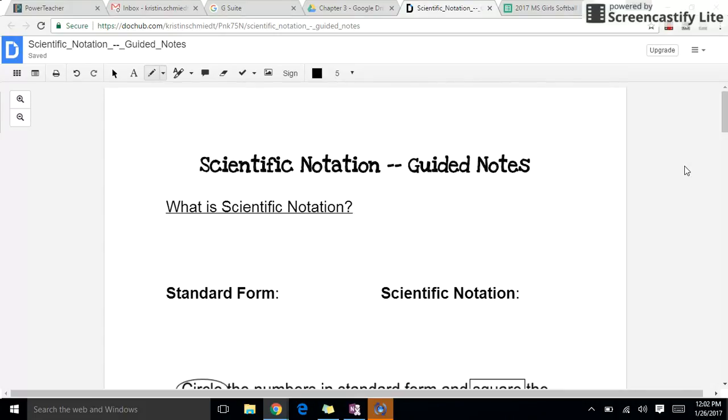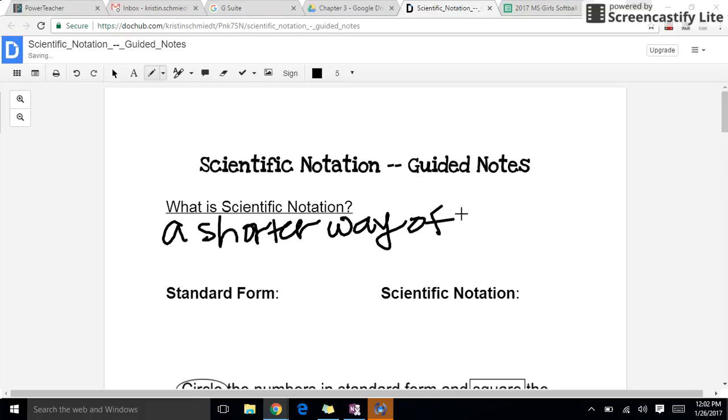Woohoo! Okay, so today we're going to talk about scientific notation, and we're going to do positive and negative exponents today. So I know we just did our vocab sheets, and we know the definition of scientific notation, but let's write it a little bit simpler. How about a shorter way of writing large or small numbers?